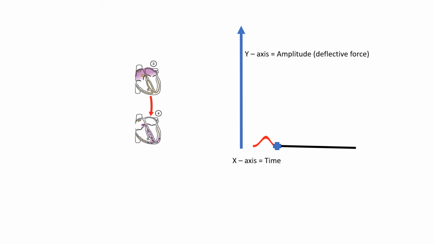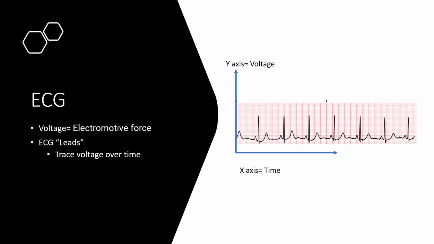This is going to be an incredibly important concept when we talk about lead placement and why different leads create different QRS morphologies, as well as when we talk about a concept called axis later in the lecture. So an ECG measures voltage, or the electromotive force of the heart, where current moving towards a positively charged lead leads to a positive deflection. Thus, the y-axis is voltage and the x-axis is time. And the more current involved in the deflection, the higher the voltage that is measured.